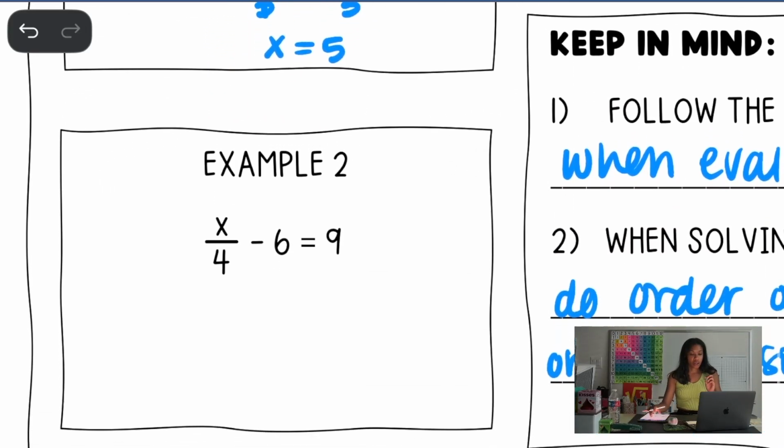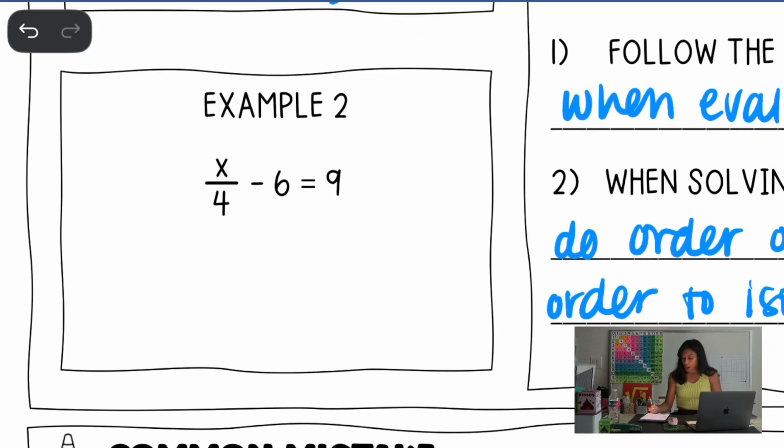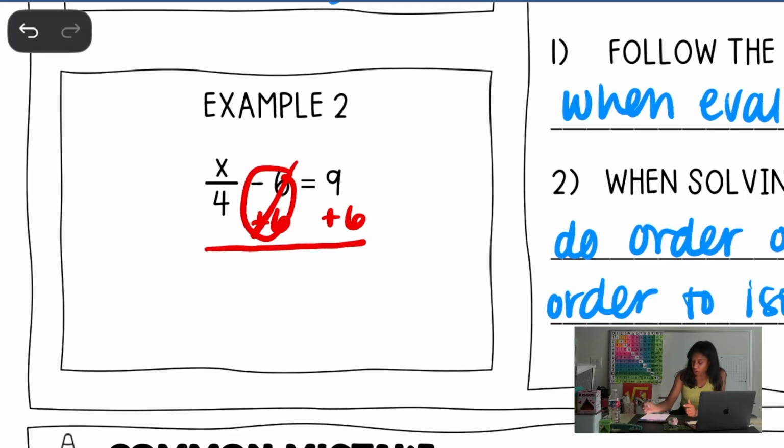Moving right along, going down to example 2. I'm going to start again by making that zero pair. I need all the constants together. My variable right here is kind of tied up with that division, so I'm going to leave that alone. But this constant, -6, I can make a zero pair so that I have all of my constants over here on the right side of my equation. So I'm going to add 6 to both sides, plus 6 plus 6. That makes 0. All of my constants are now together. And I have x over 4 equals 15.